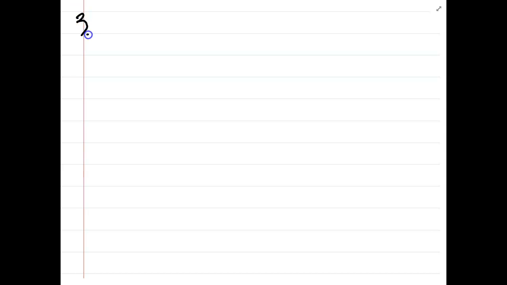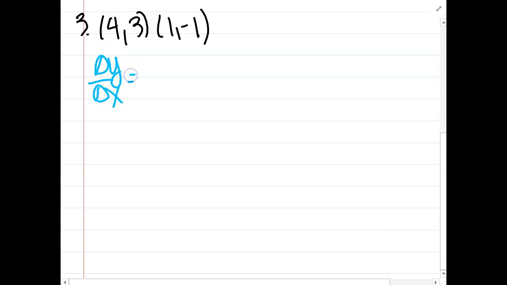Number 3 says 4, 3, 1, negative 1. To find slope, we're doing change in y over change in x. Change in y over change in x. So for the y, from 3 to negative 1. Once again, I'm going from a positive to a negative, so maybe take a pit stop at 0. From 3 to 0 would be 3, and then 0 to negative 1 would be 1. What's the change, including distance and direction, from 3 to negative 1? Minus 4.